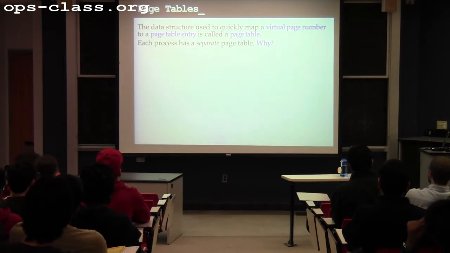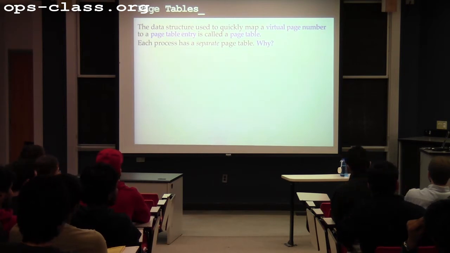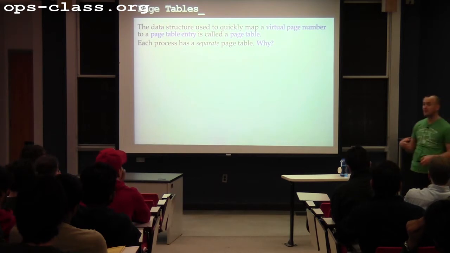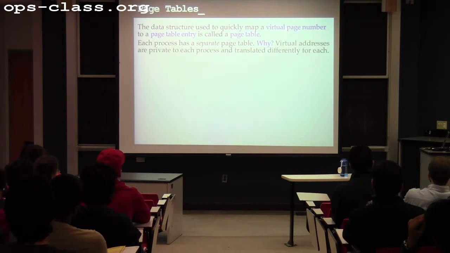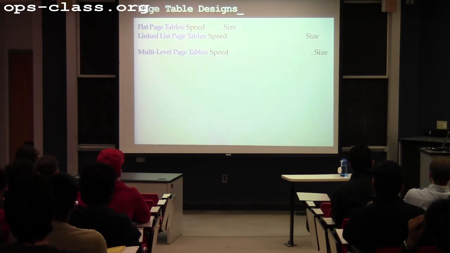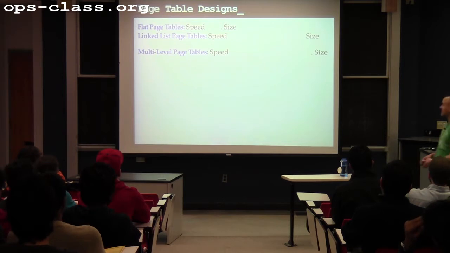OK. Every process has its own page table. Why not just have one big page table for the entire system? Yeah, virtual addresses don't have any meaning outside of a process, right? I need both a process ID and a virtual address to map that virtual address, right? All right, so we talked about three different page table designs. There were flat page tables. I could implement page tables as a linked list, and then I had these fun multi-level page tables.